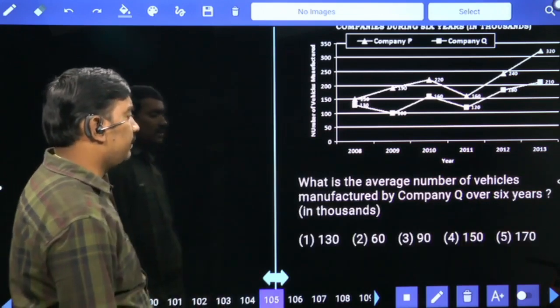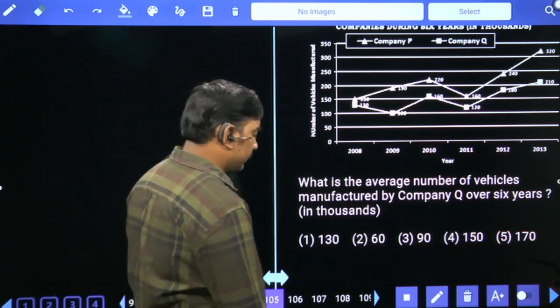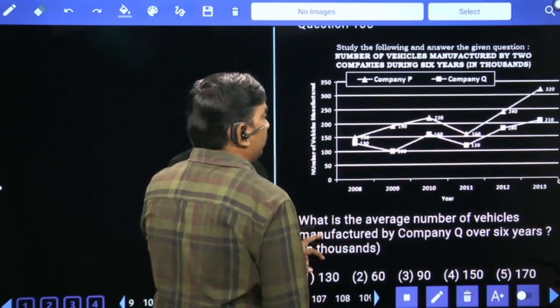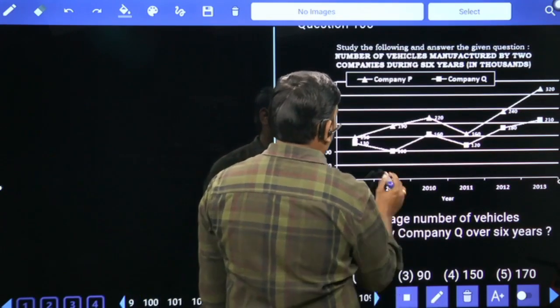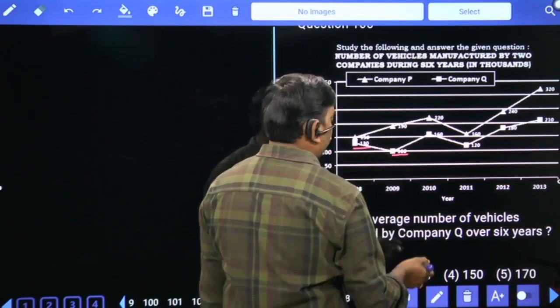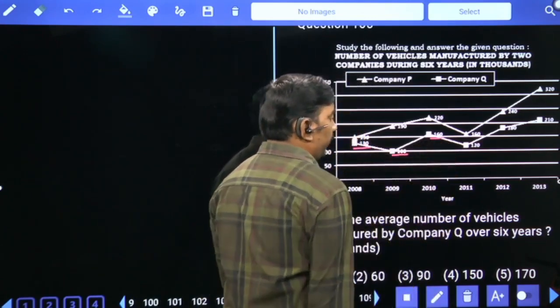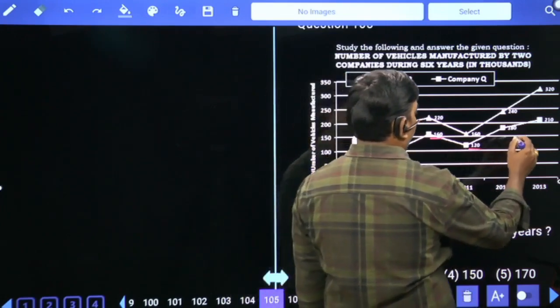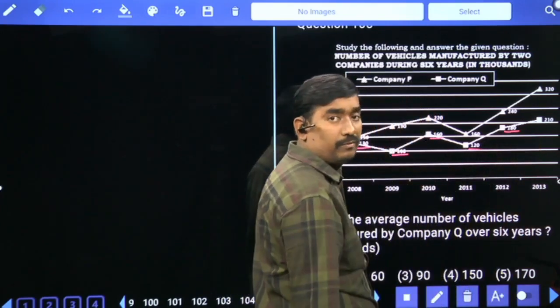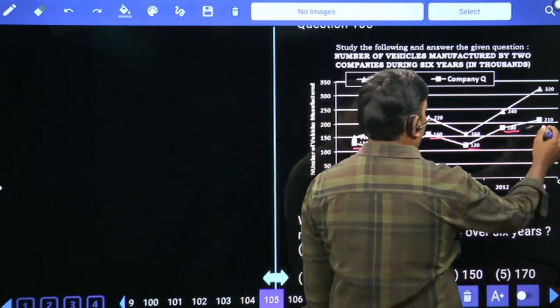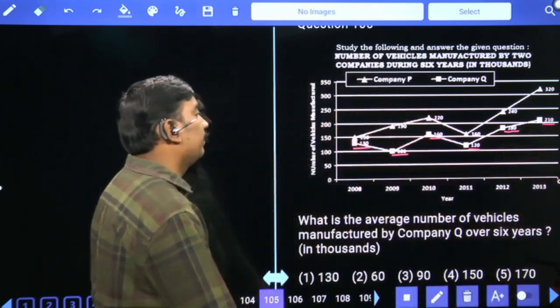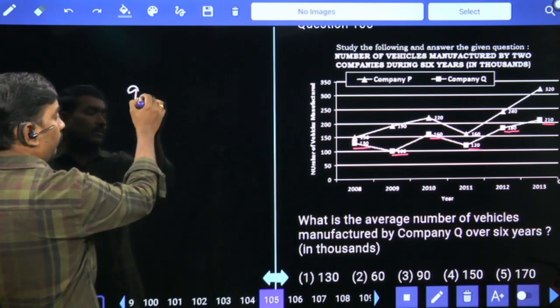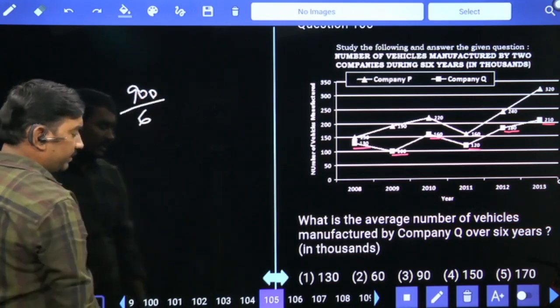Average number of vehicles manufactured by Company Q over 6 years. 130, 100, 230, 160, 390, 120, 510, 180, 690, plus 210, 900 by 6 years, 150 is the average.